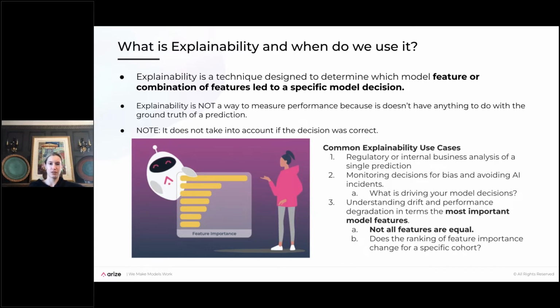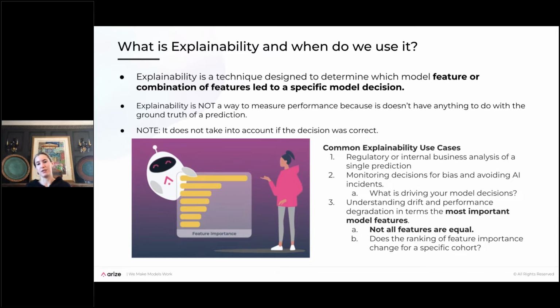Now, the key thing I want you to take away here is that explainability has nothing to do with the actuals or the ground truth that's coming in. It doesn't take into account if a decision was correct, and it doesn't relate to performance because it has nothing to do with the ground truth or prediction. It's just figuring out why that prediction happened. So it's figuring out what features are the most important and what led to that prediction.